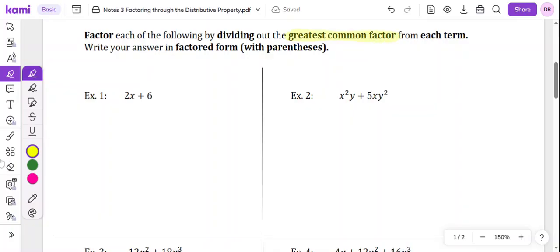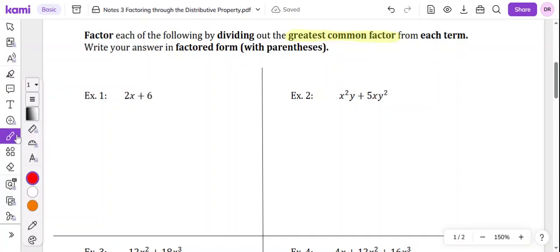Let's begin with example 1, a simple one where we see 2x plus 6. And when we want to break this down, we ask ourselves, what is it we can divide both terms by? In general, what you want to do is look at the smaller of your coefficients. So 2 is smaller than 6. And we ask ourselves, what can we divide this 2 by? And the factors of 2 are 1 as well as 2. And so we check. We know we can divide this by 2.